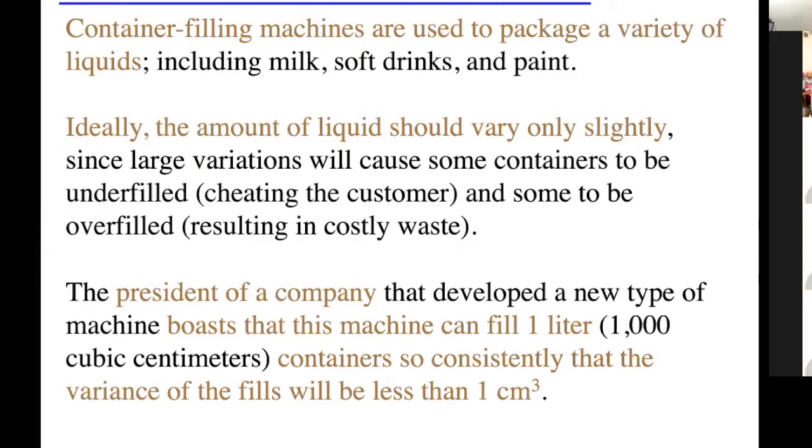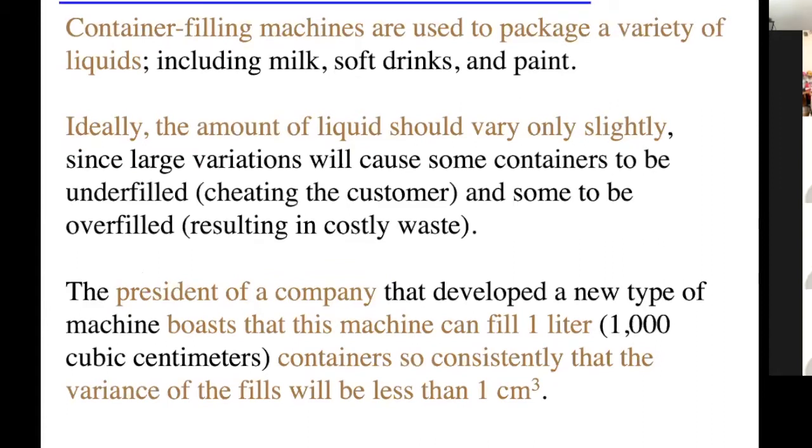We have a container filling machine that's used to package a variety of liquids, stuff like milk, soft drinks, and paint. Ideally, the amount of liquid should vary only slightly, since large variations will cause some containers to be underfilled and some to be overfilled. If you have a high variance, then some bottles are too empty, some bottles are too full, so you have a problem.